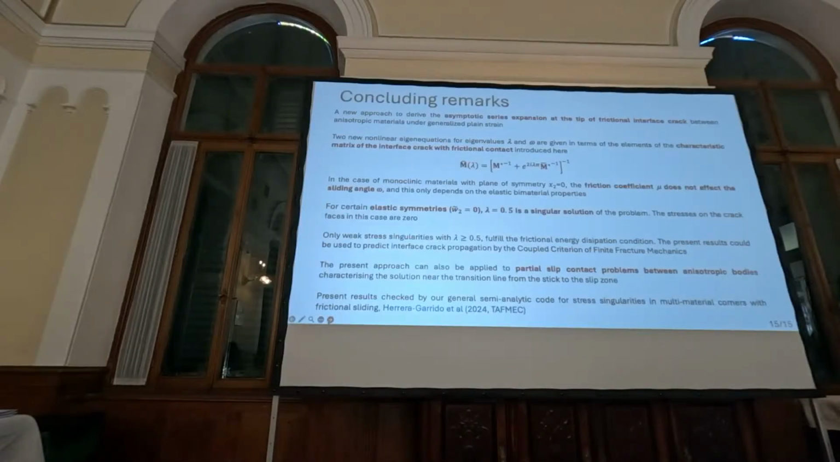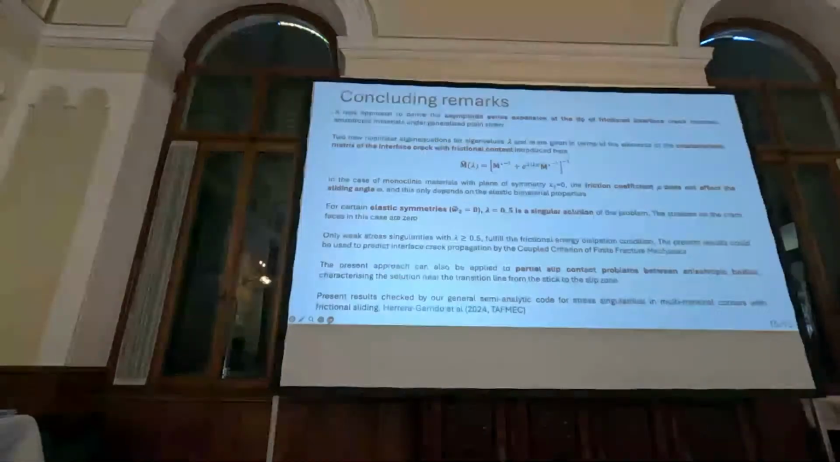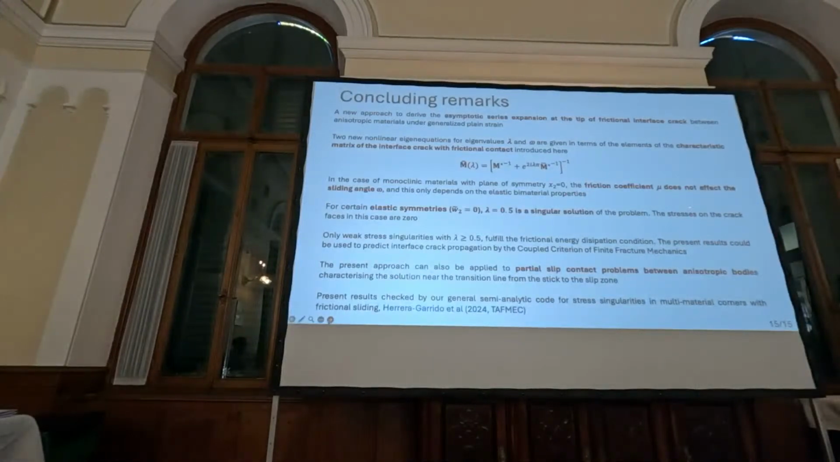To conclude, we have introduced a new approach to deduce the asymptotic series expansion at the tip of a frictional interface crack for any linear elastic material. We deduce two nonlinear eigenequations for lambda and omega in terms of this characteristic matrix. We have seen that in monoclinic materials with the plane of symmetry x2 equal to 0, the friction coefficient doesn't influence the sliding angle. For certain elastic symmetries, lambda can be a singular solution, but the stresses at the crack are 0. And we can use the coupled criterion for this problem if lambda is larger than 1/2.